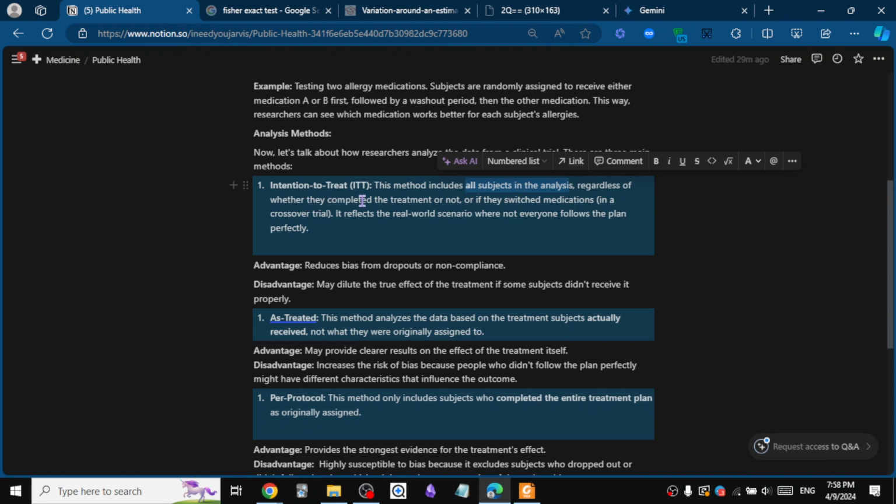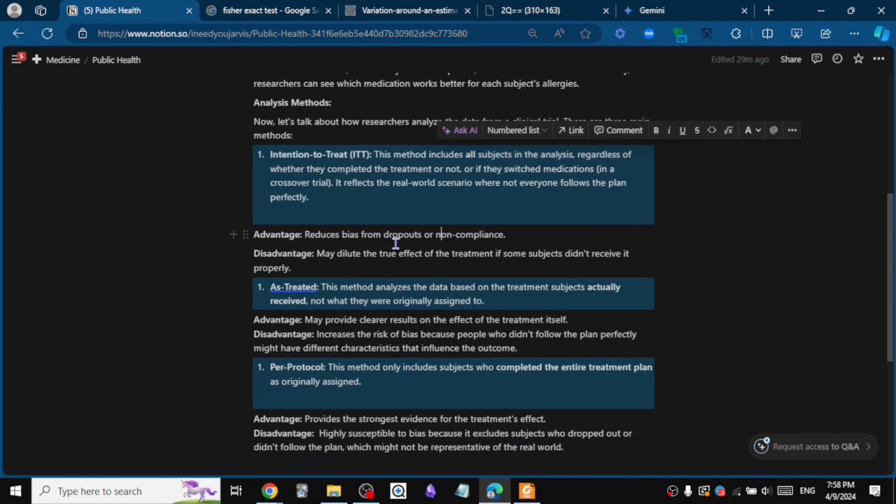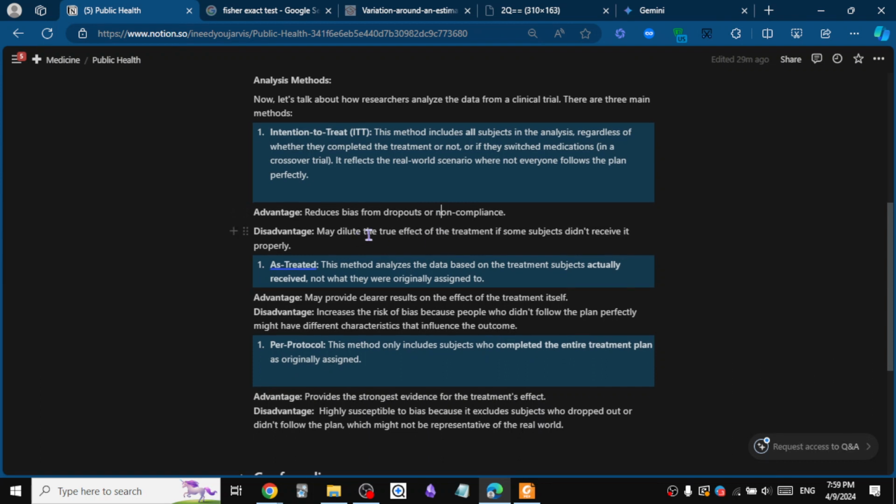So whether they completed the treatment or not, or they switched, it doesn't matter, okay? Advantage: it reduces bias from dropouts or non-compliance, because I'm accounting for them even though they drop out. My treatment protocols were there, they dropped out, it's their loss, or we'll see if the study deviates if they do drop out, right? Disadvantage: it may dilute the true effect.